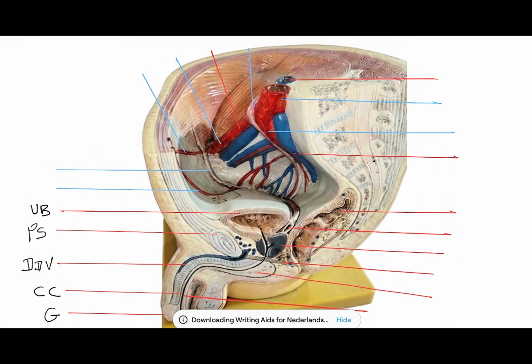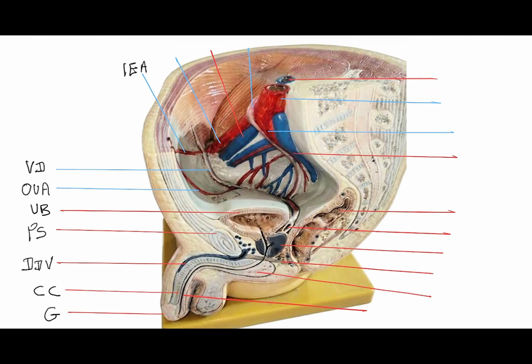The next is the obliterated umbilical artery. The next is the vas deferens. The next is the inferior epigastric artery. The next is the external iliac artery.